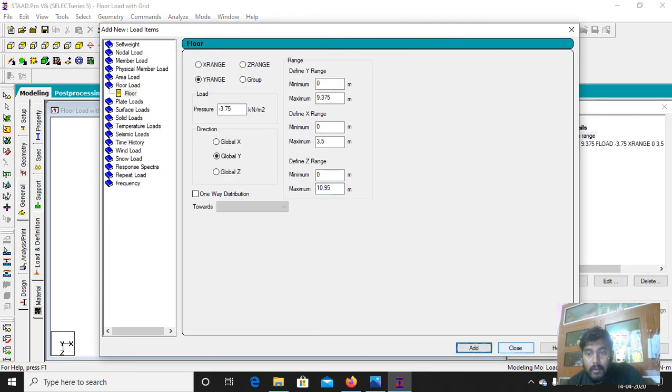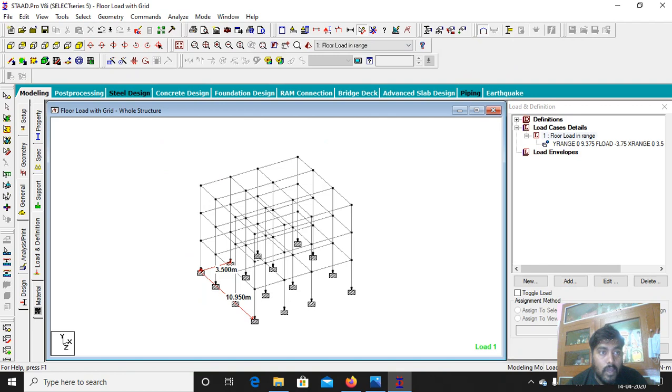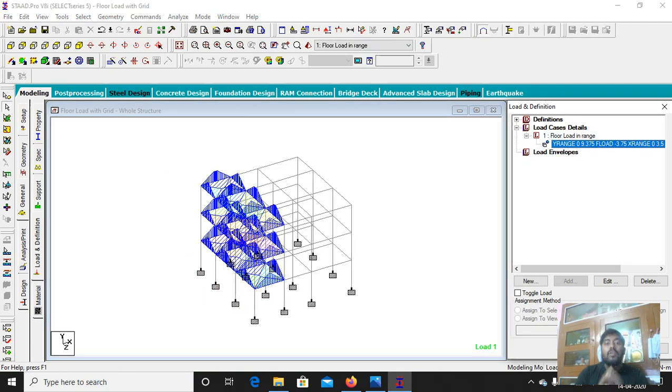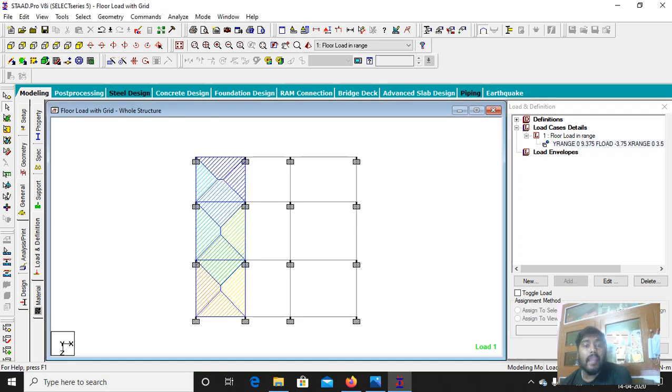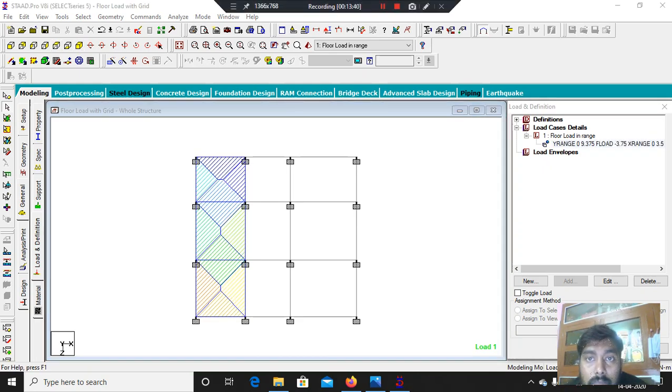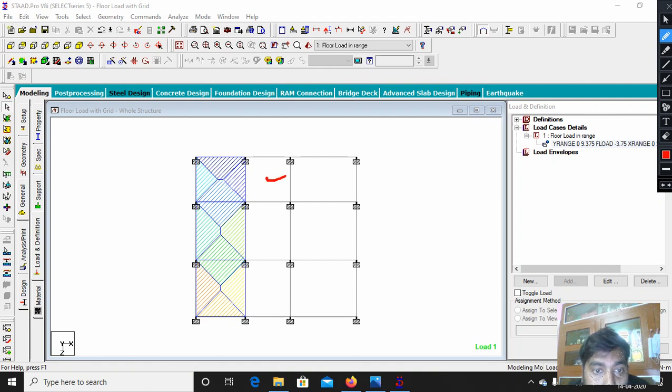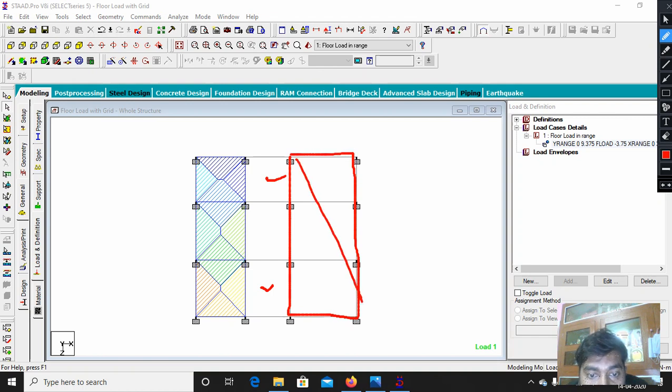Add, close. So if we see the whole structure moving the values, we think all the slabs in this range are loaded. Okay, this is our required thing, only this slab. Similarly, coming again to the top view, we have to create load for this slab, and this total slab in one direction. Considering we are creating now this total slab.